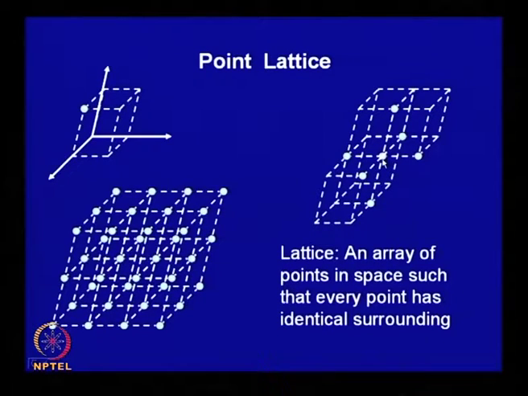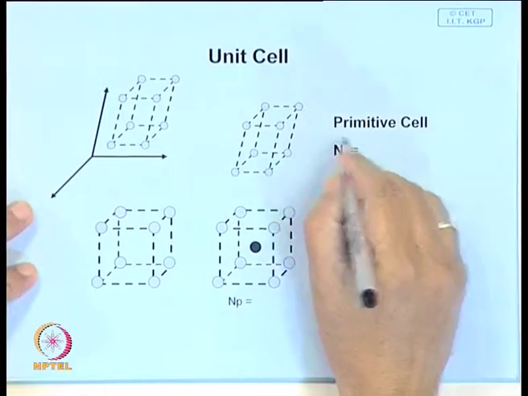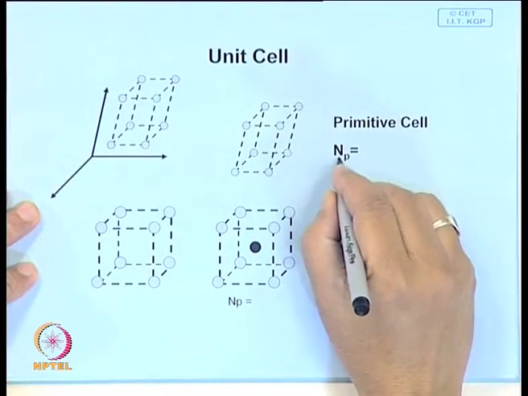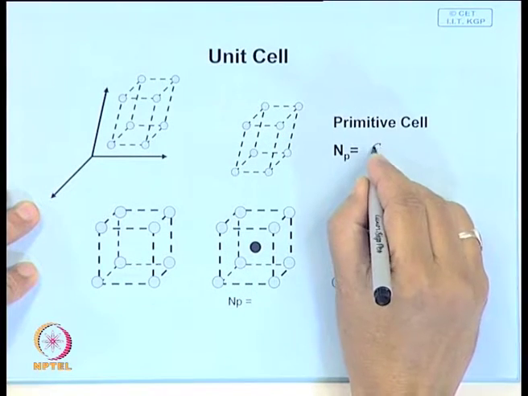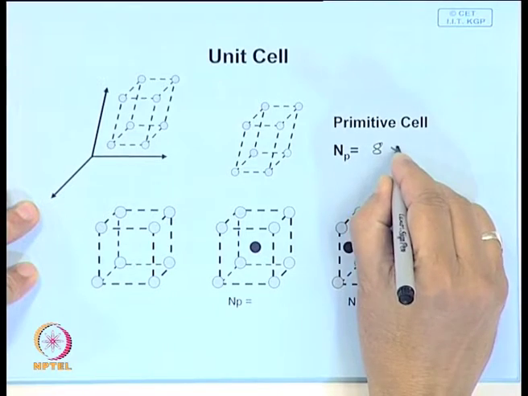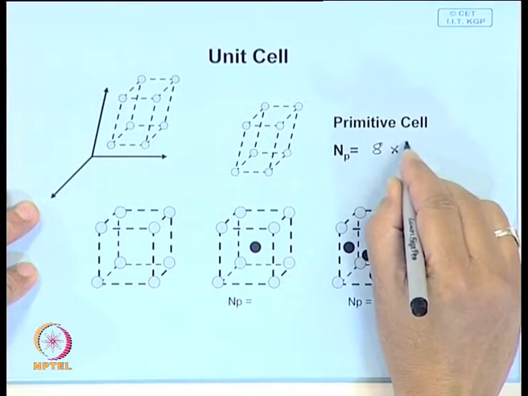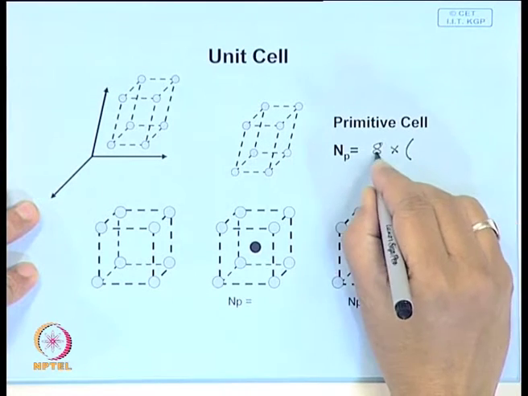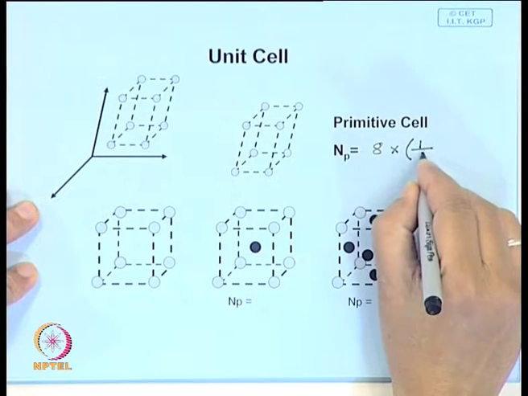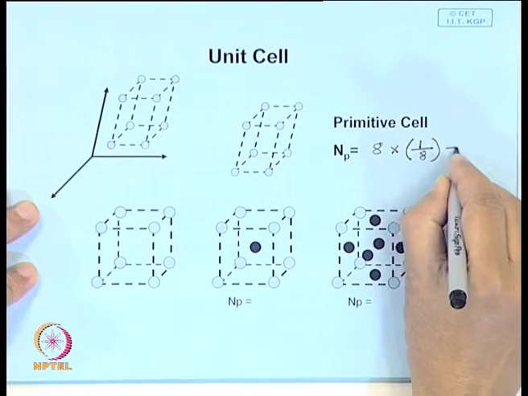So, therefore, you can say that this primitive cell contains the number of points as follows: it has 8 corners, but each corner point is shared by 8 such neighboring unit cells. So, the contribution of each is 1/8. So, this is 1.